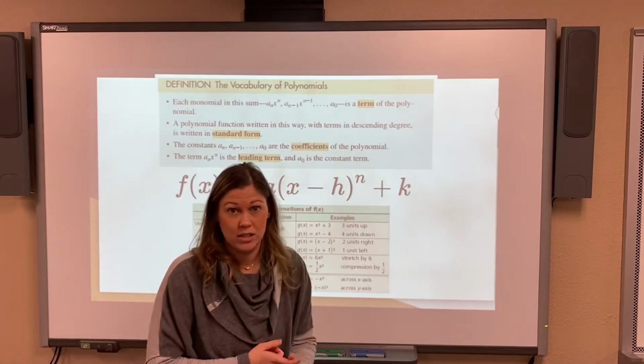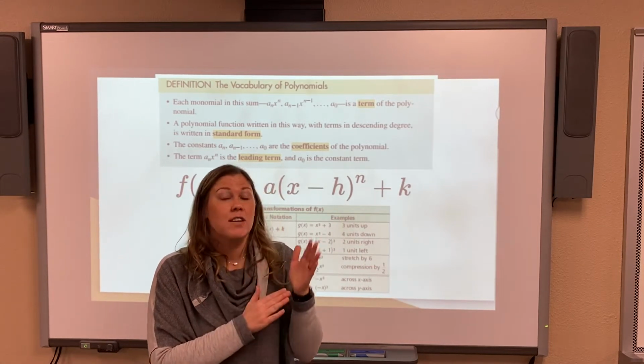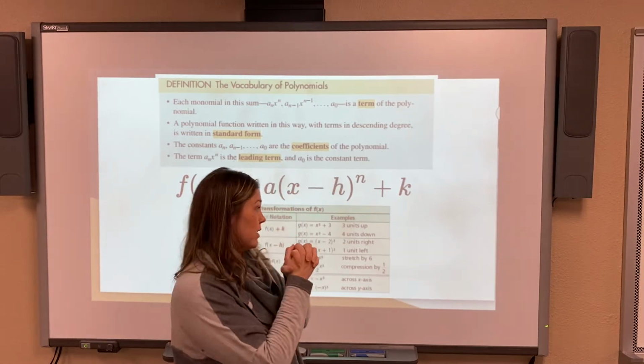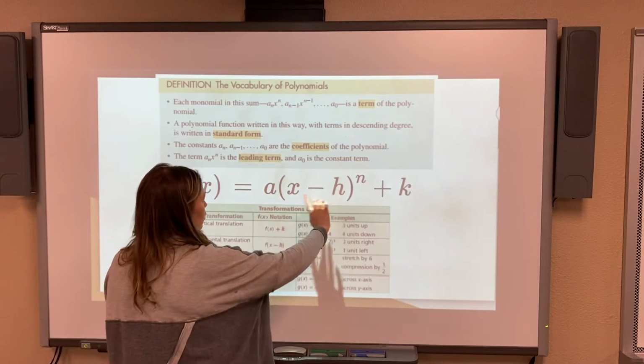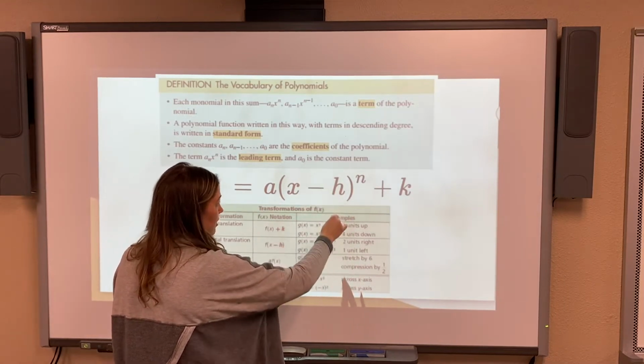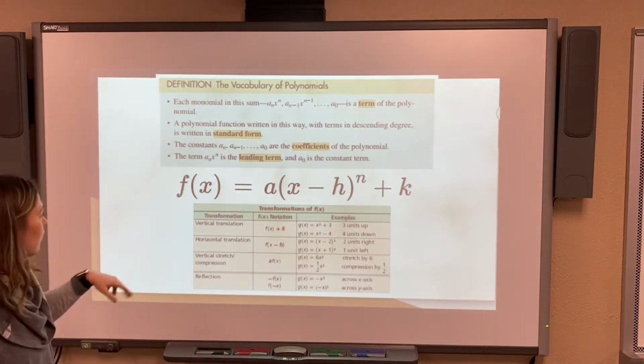If it's greater than 1, it's a stretch. If it's less than 1, or if it's between 0 and 1, it's a compression. If it's positive, it's a positive function. If it's negative, it's a negative function. The h translates it left and right, and it's always opposite of what you would think. And the k moves it up or down, and it is as it is, okay?